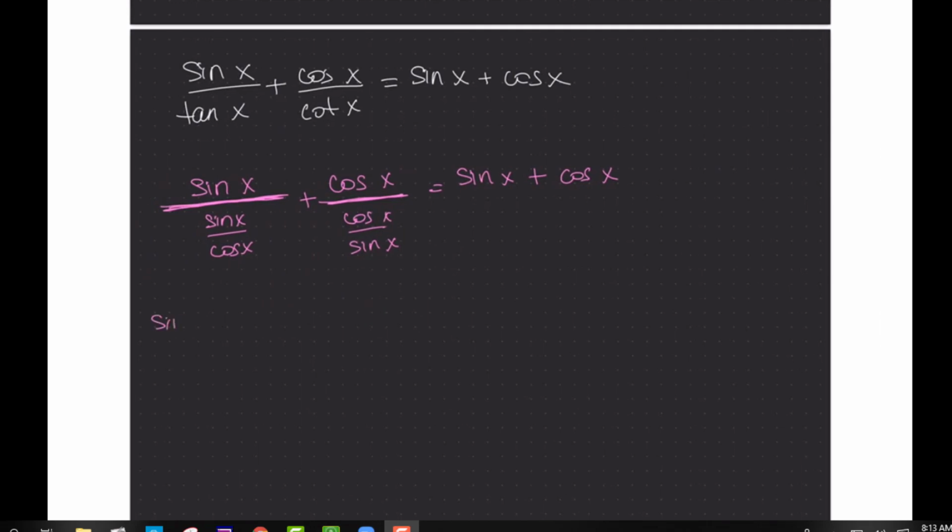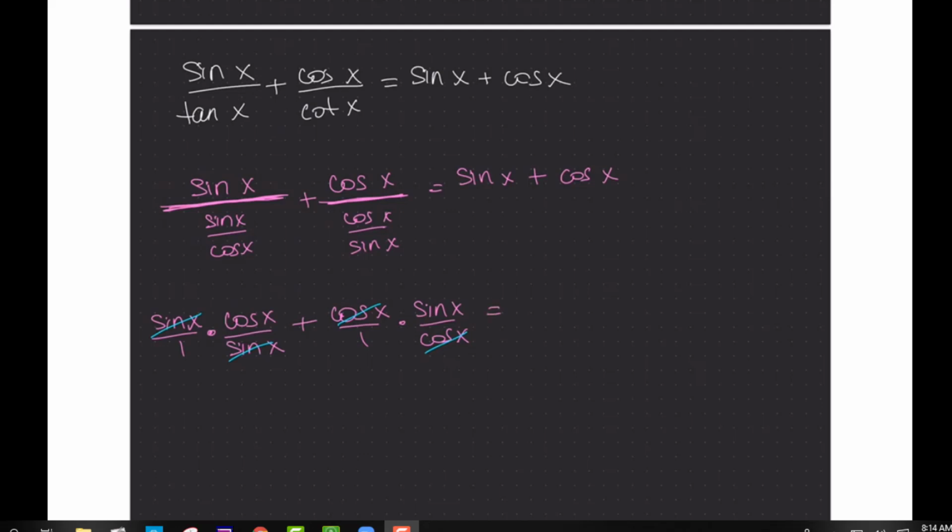So I'm going to have sine x. And like I said, if you want, make that a fraction. This is going to be sine x over 1, right? Times the reciprocal, cosine of x over sine of x, right? Yep. And then if we continue with the one on the right, same concept. We can do that over 1 times the reciprocal of sine x over cosine of x. Sine over sine is 1. Cosine over cosine is 1.